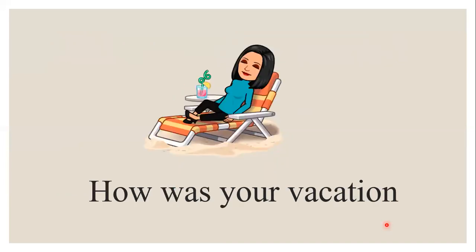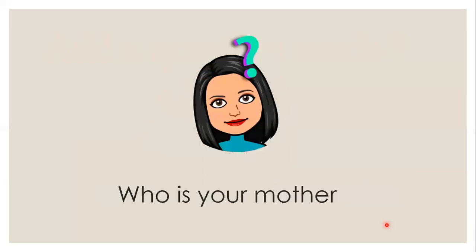How was your vacation? Now we need to add the question mark. How was your vacation? Question mark. All right. Who is your mother? So we need to add the question mark at the beginning or the end. All right. So if you said at the end, then you are correct.